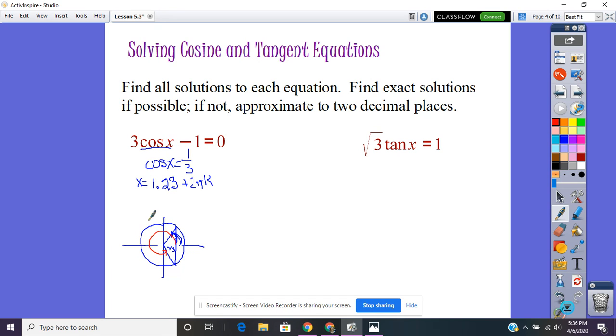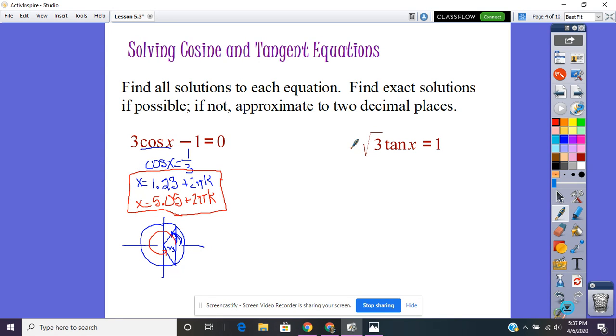And that gives us 5.05. So x equals 5.05 plus 2 pi k. Once again, I have two answers. Running out of space. And these are my two answers.